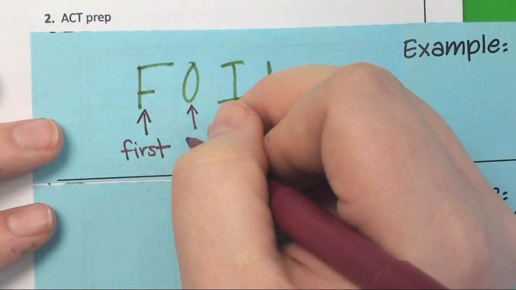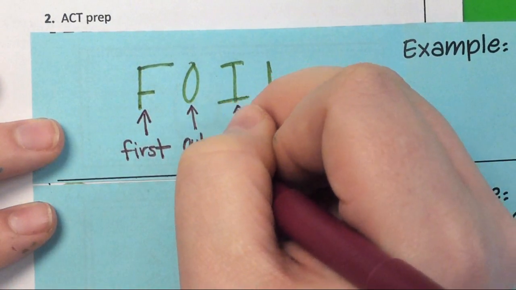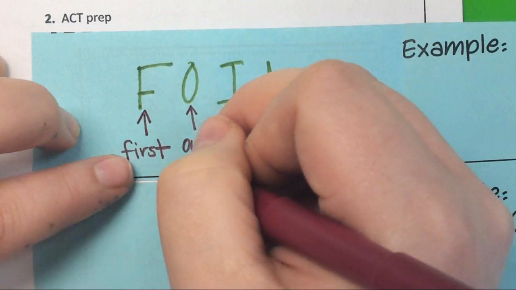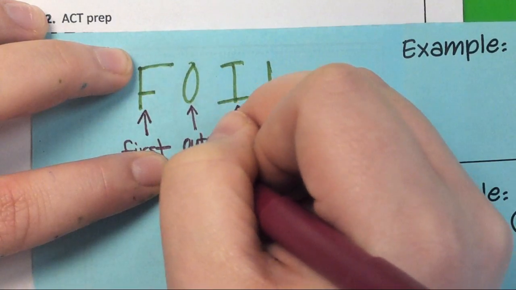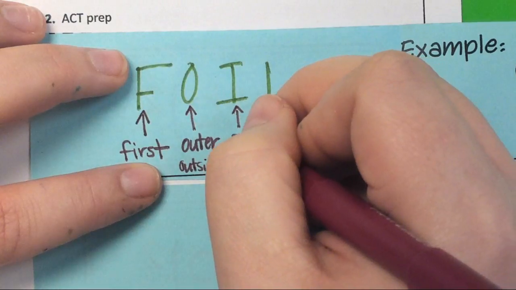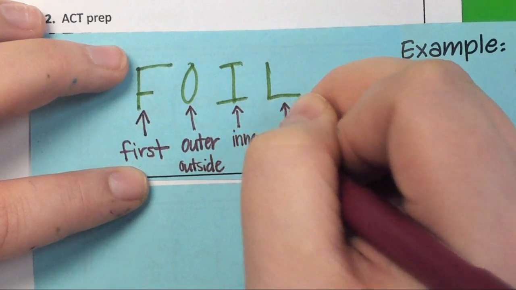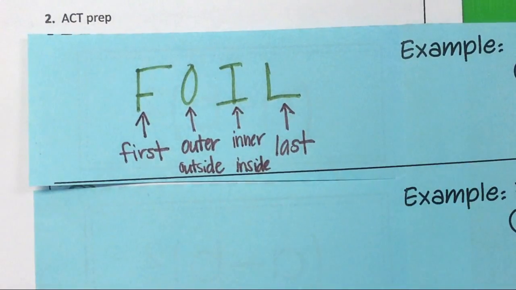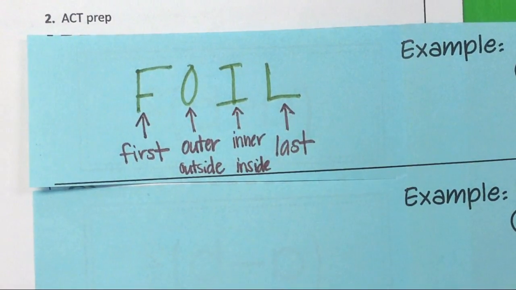And then we're going to do O. I always heard outer, but I know if you don't like outer, if you think that sounds weird, you can say outside. And then what is that going to make the I? Inner or inside? Now, my old school teacher always told me first, outer, inner, last, so that's how it comes out with me. But if you want to do first, outside, inside, last, that is just fine.